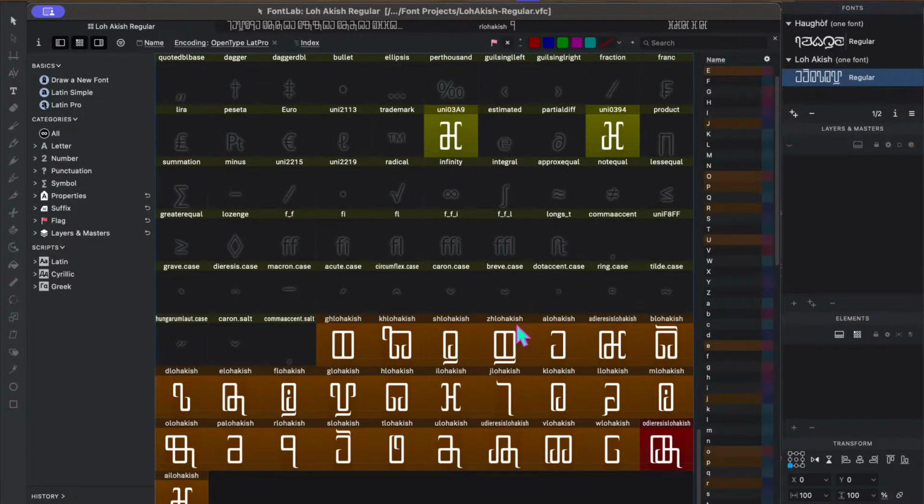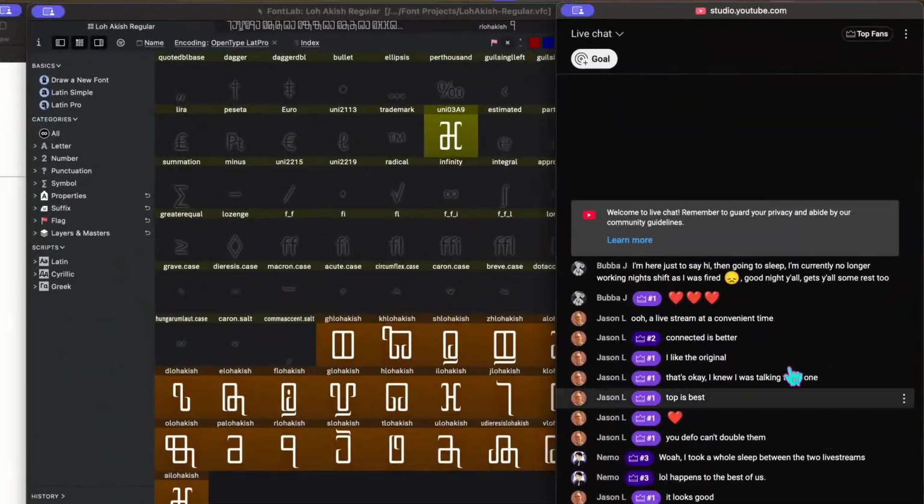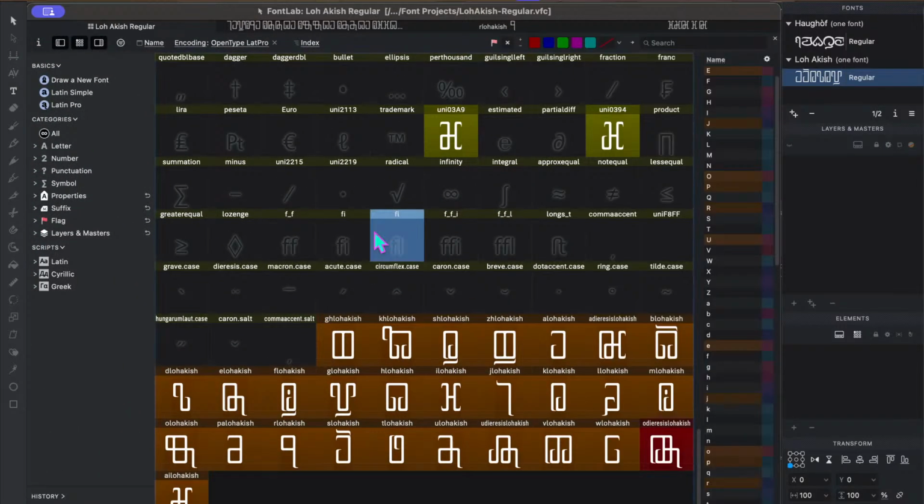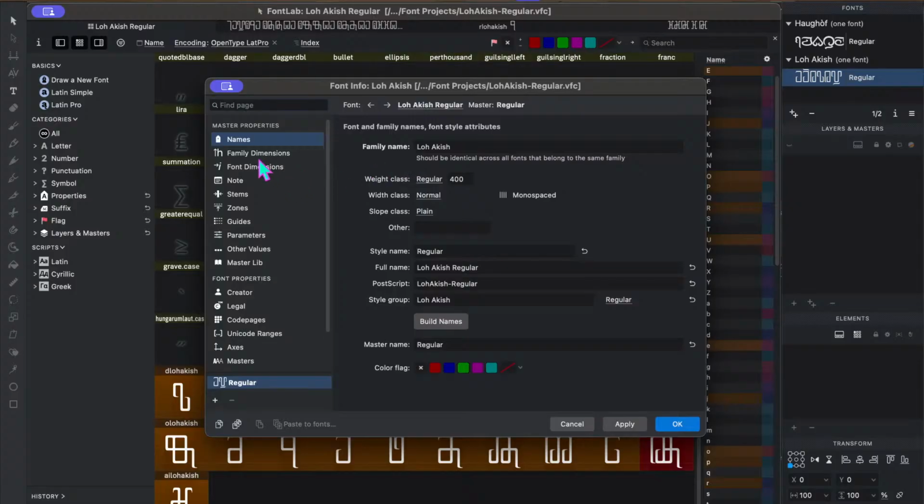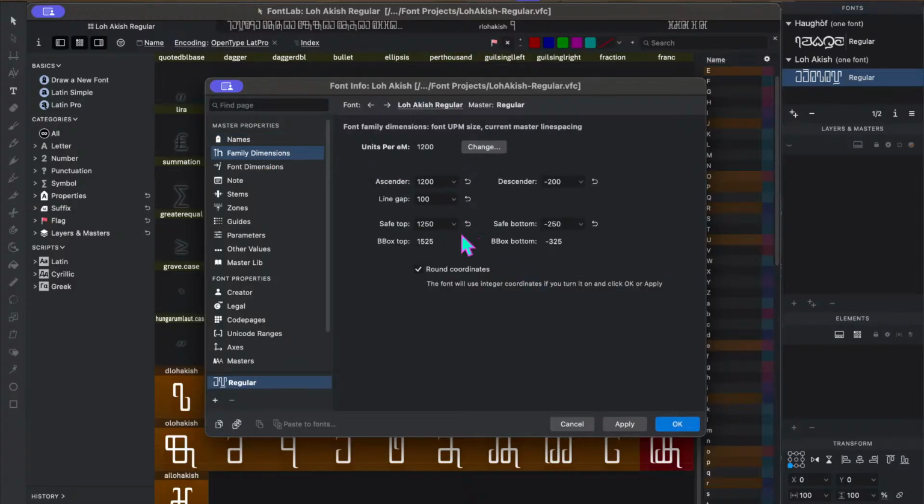Goodness gracious. Great balls of fire. Thank you, Jason. Jason said it looks good. Yay! Yes. All right. Are we gonna see Jason at KofiCon? Oh yeah, Jason's gonna be at KofiCon. Hooray! I couldn't remember who had registered.